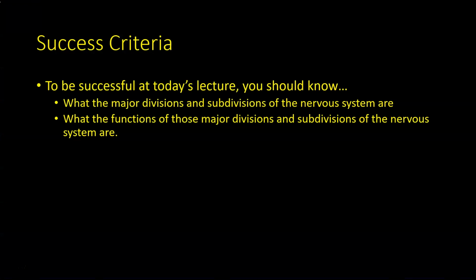To be successful with watching today's lecture, make sure that you know what the major divisions and subdivisions of the nervous system are, so that you understand that graphic organizer on the first slide, how it's organized. And then also, you want to make sure you understand what the functions of those various divisions and subdivisions are. So, what is each one responsible for? If you don't understand any of those key points, please go back and rewatch the video, all or in part, to help clear up your understanding. Then, if you still have questions, bring them to class, and I'll see you there.